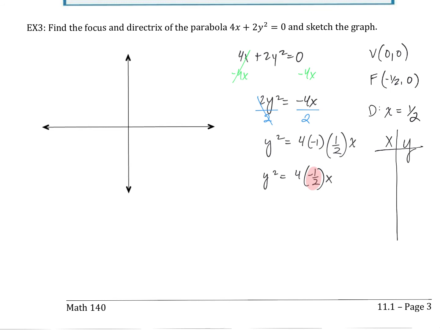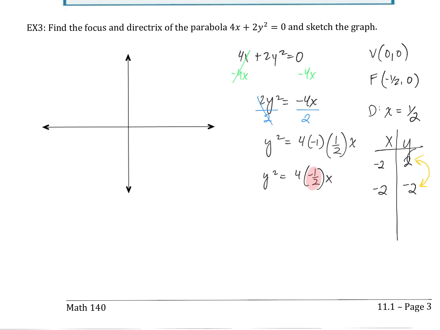So let's see, if I pick y equal to 2, I can go ahead and solve and I'll get x is negative 2. And then if I pick y equal to negative 2, x is still going to be negative 2. Once again, the way I pick values is I usually pick a positive and a negative of the exact same number for parabolas.